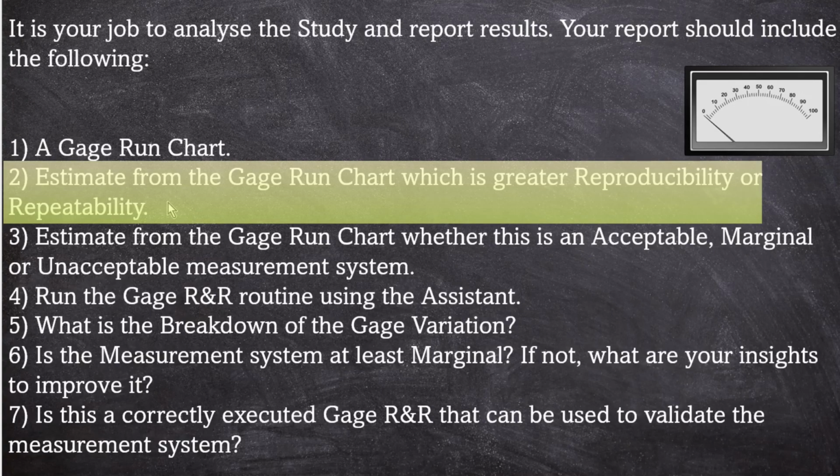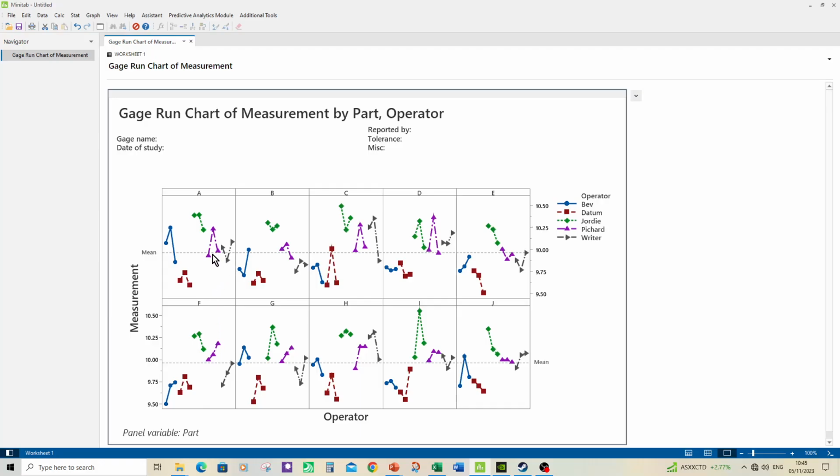So question 2 says, estimate from the gauge run chart which is greater, reproducibility or repeatability. Well, looking at that, yep, everyone has repeatability issues and there are reproducibility issues as well. But I'm guessing there are far more reproducibility issues because the range between operators is much greater than the variation within operators. So I'm going to guess that reproducibility is greater than repeatability.